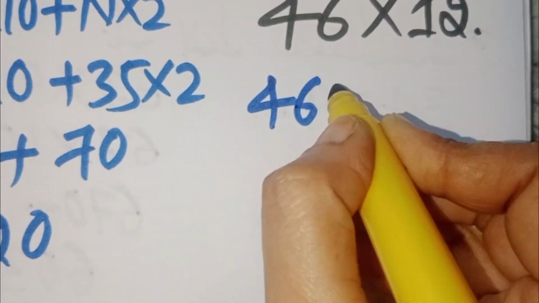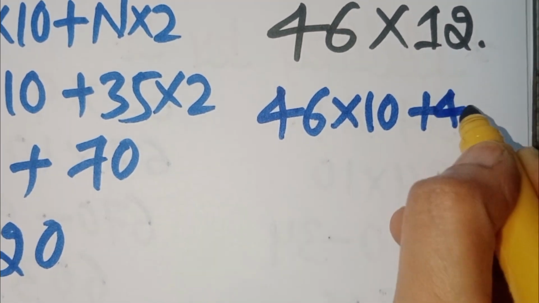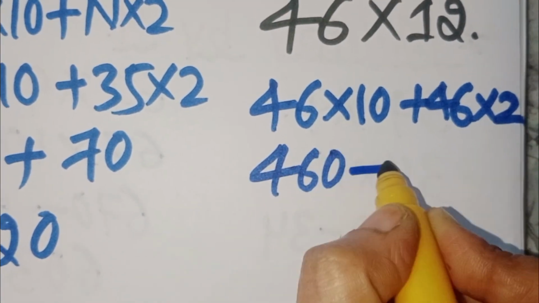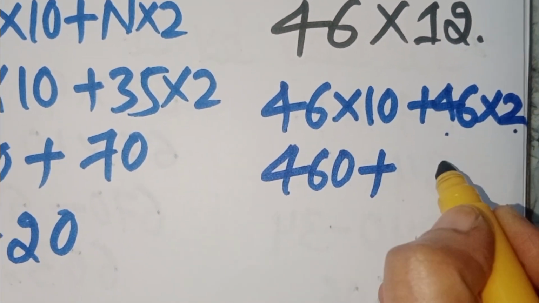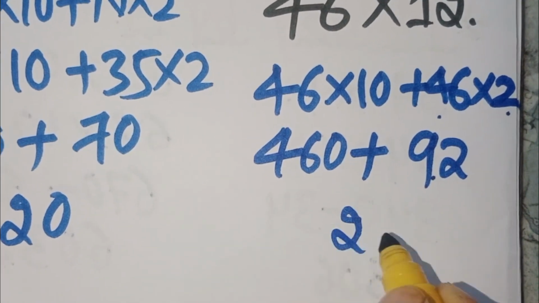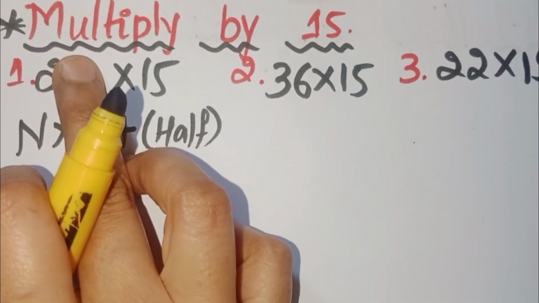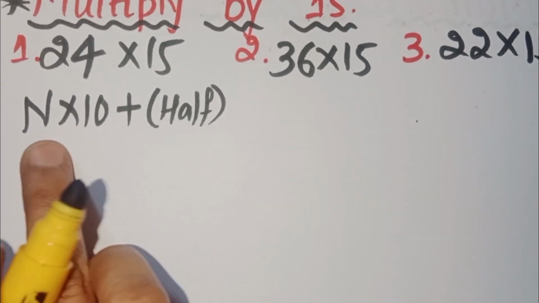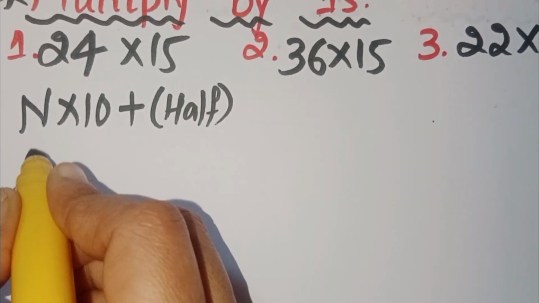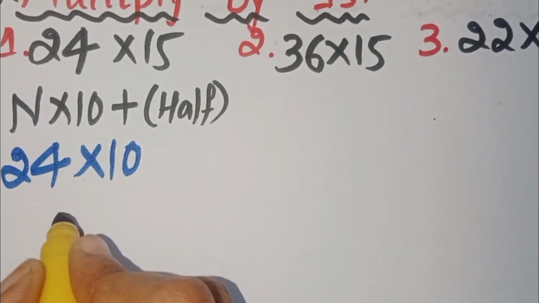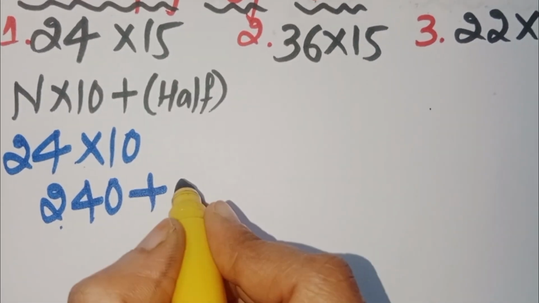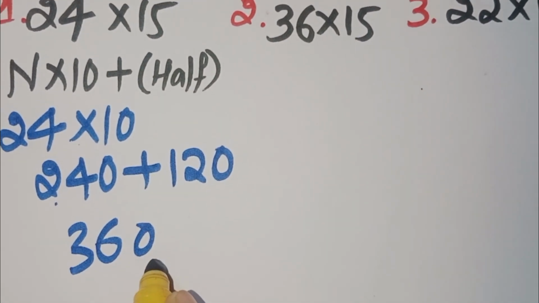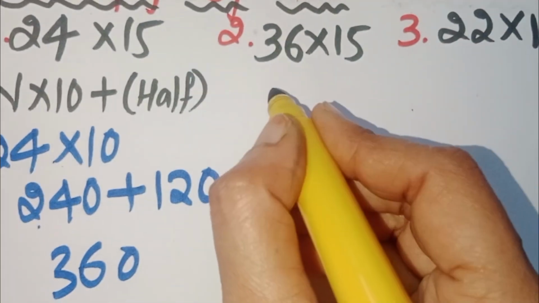First number into 10 plus number into 2. 46 into 10, 460 plus 46 into 2, 92. Add these two numbers. 552. Multiply by 15. First original number into 10, then half of this number. 24 into 10, 240 plus half of this number, 120. Add these two numbers. 360. 360 is the answer.